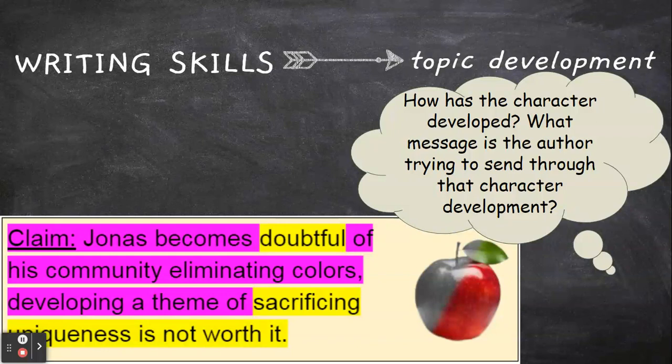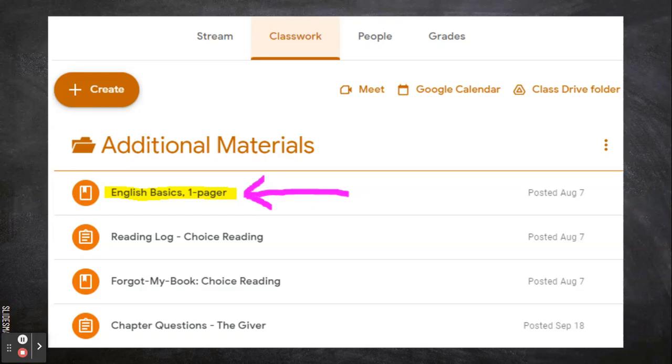Look at my claim in the bottom. You'll notice it's 1 sentence, and it's strong because it captures both how the character changes, becoming doubtful, and it names a theme. Sacrificing uniqueness isn't worth it. Your claim on the common assessment should do the same. Express the characterization and name the theme.